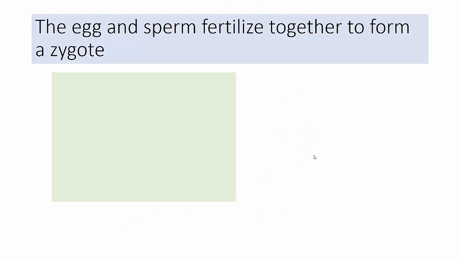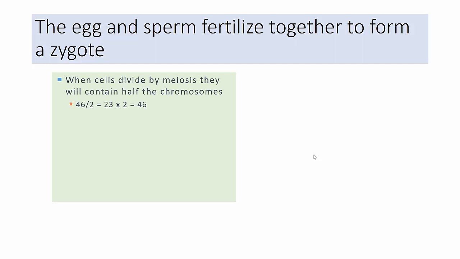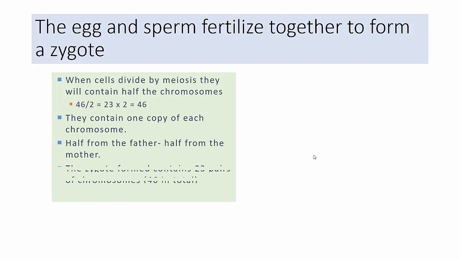Right, so the first part to remember when we're talking about inheritable traits is that we get half our information from our mum and half our genetic information from our father. So we have to remember that that happens when the sperm and egg fertilise together to form a zygote. And when those cells divide by meiosis, they'll contain half the number of chromosomes. Okay, so a sperm and an egg contain one copy of each chromosome, half from the father, half from the mother. And the zygote formed contains 23 pairs of chromosomes, one half from the mother, one half from the father.